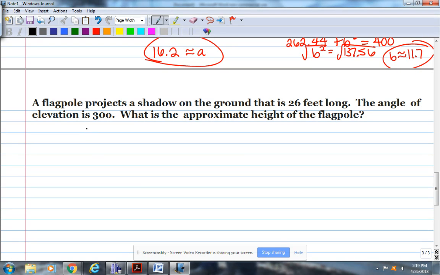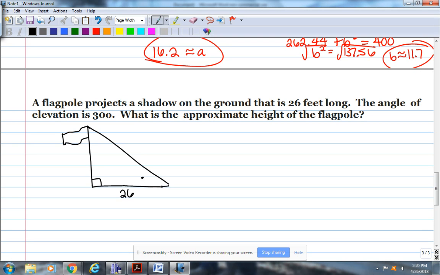Let's just make an assumption that the flagpole is 90 degrees from the ground, right? There's my flag. Okay? So it has a shadow that is about 26 feet long. So here's my shadow, 26 feet long. Like I said, I'm assuming that's a right angle from the ground. The angle of elevation, that means the angle that line makes with the ground is 30 degrees.